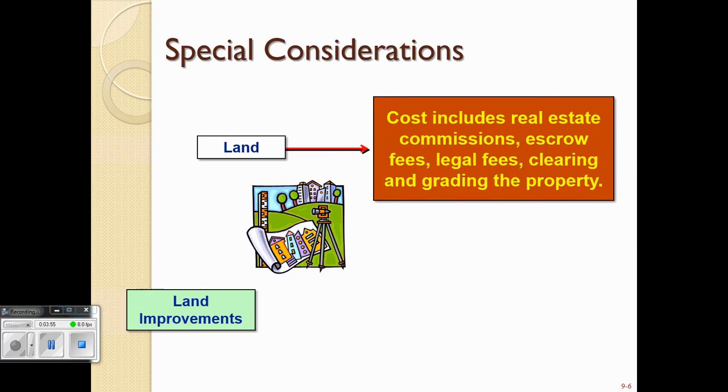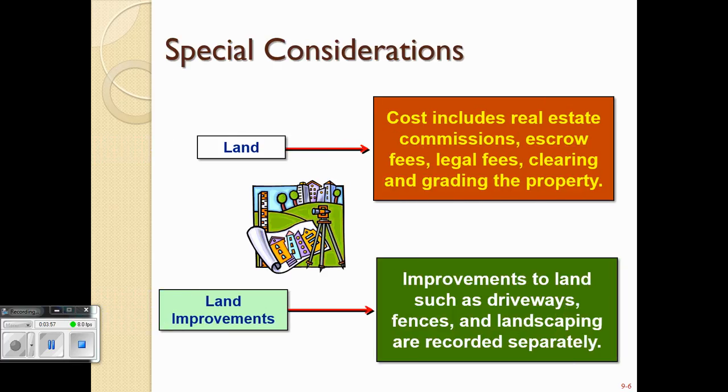There are some special considerations. Land is going to include the cost of the real estate, as well as commissions, legal fees, clearing and grading the property, what have you. And one interesting thing is that suppose I bought a piece of land that included a building, and the first thing I did is plow down the building because it was an old decrepit building and I'm not going to use that building. That entire cost, even though theoretically it includes part of the cost of the building, is going to be part of the land.